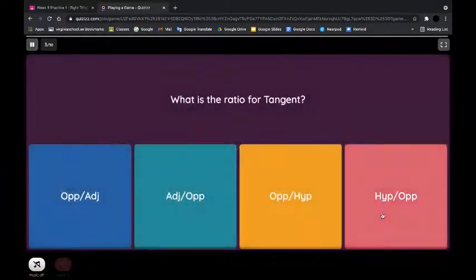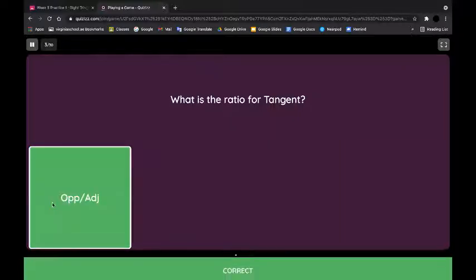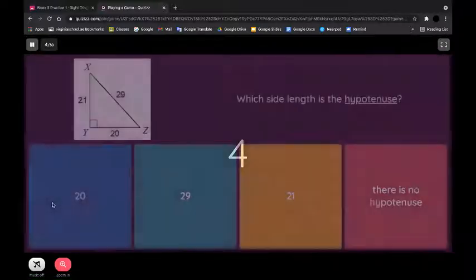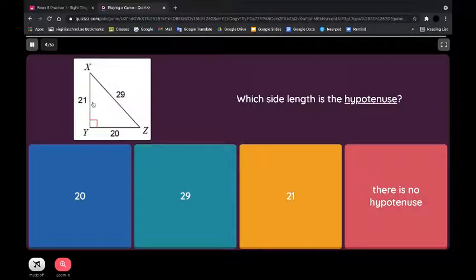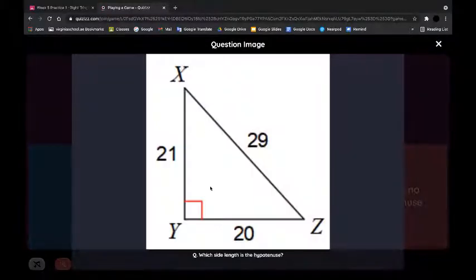Question 3. What is the ratio for tangent? The answer is opposite over adjacent. Question 4. Which side length is the hypotenuse? The side which is opposite to the right angle in a triangle is always the hypotenuse.